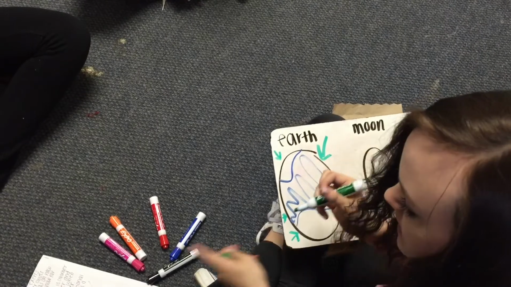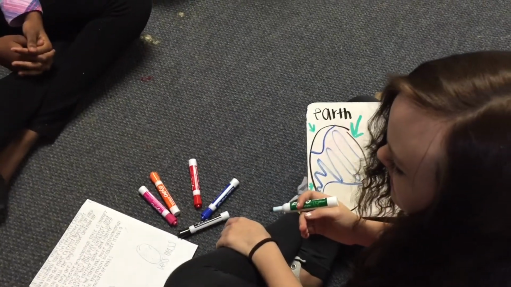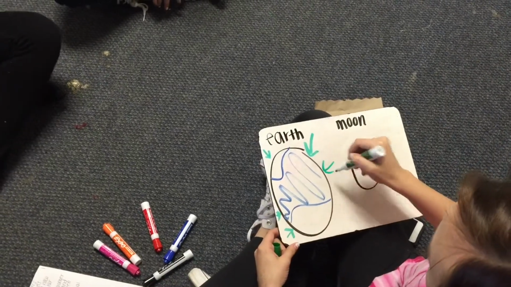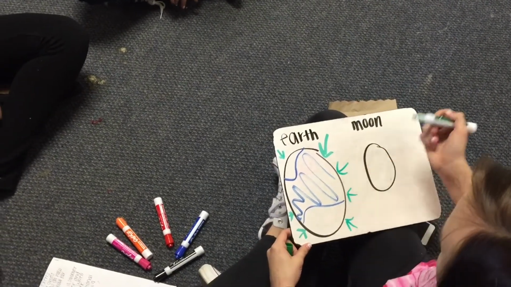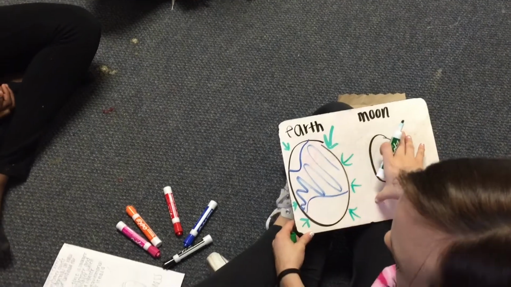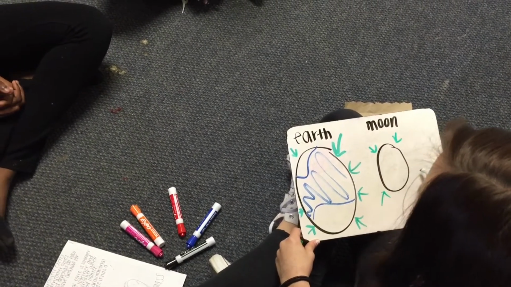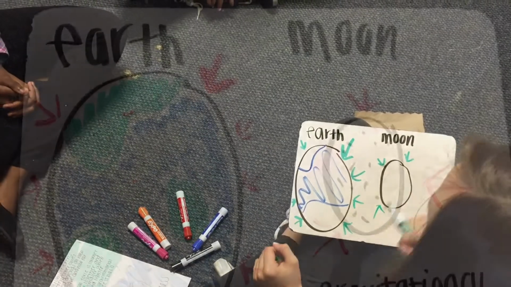Just like I said, the gravitational force is stronger because it has a lot more mass, and this gravitational force is a lot smaller or weaker because it has a lot less mass.